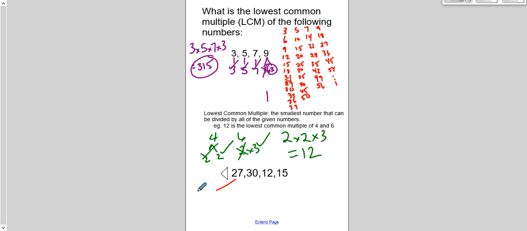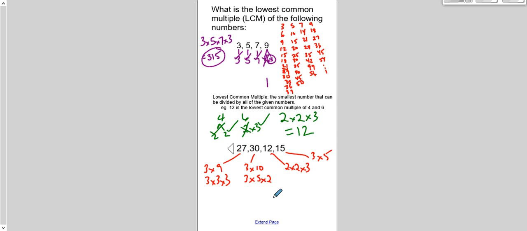So I'll start with 27. That is 3 times 9, which is 3 times 3 times 3. And 30, which is 3 times 10, which is 3 times 5 times 2. And 12, which is 2 times 2 times 3. And 15, which is 3 times 5. Okay, so I'll show you how this works.